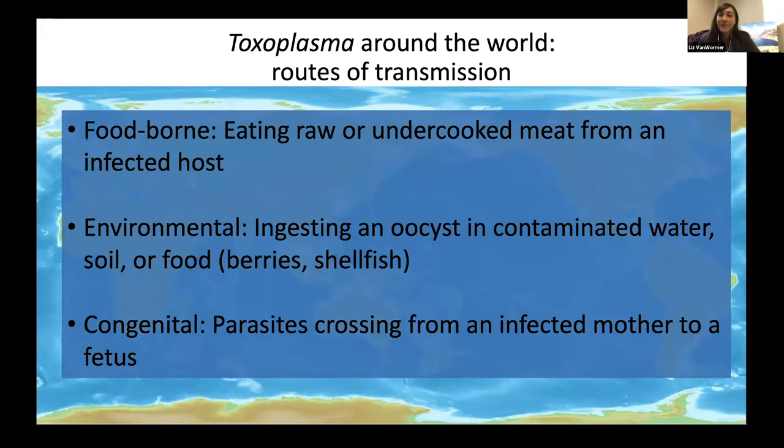And Toxoplasma moves through people and animals in different ways. So you can be exposed, whether you're a person or an animal, to Toxoplasma by eating raw or undercooked meat from an infected host.